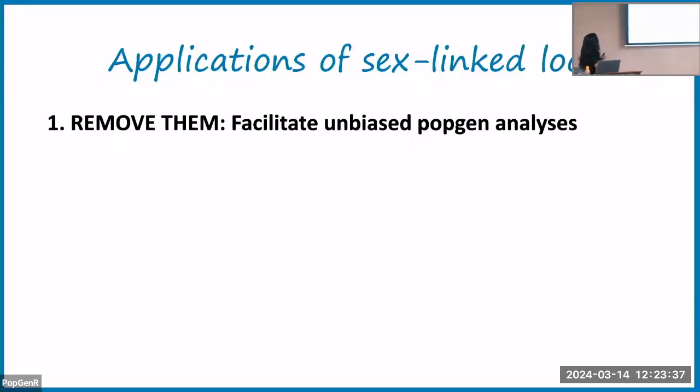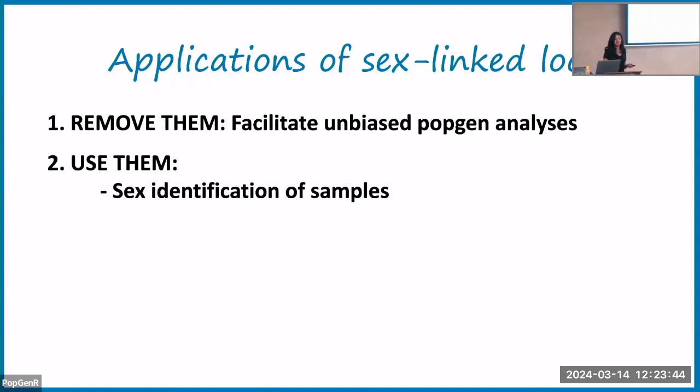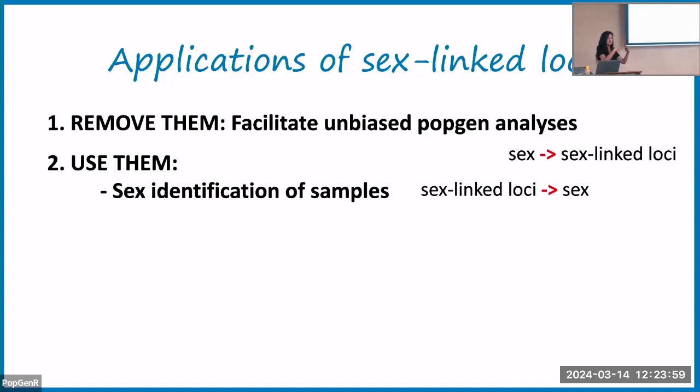Cool. So we talked about removing sex-linked loci. The second thing you can do with them is to actually use them. And one of the most common applications for that is to sex the samples for which you don't know the sex. So just as we did, we used the known sex individuals to identify sex-linked loci. You can do the opposite. Once you know sex-linked loci, you can use them to sex the rest of your samples.